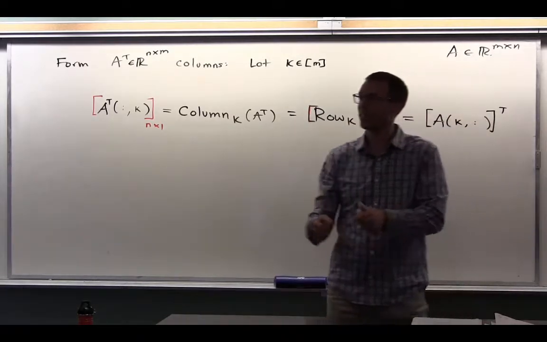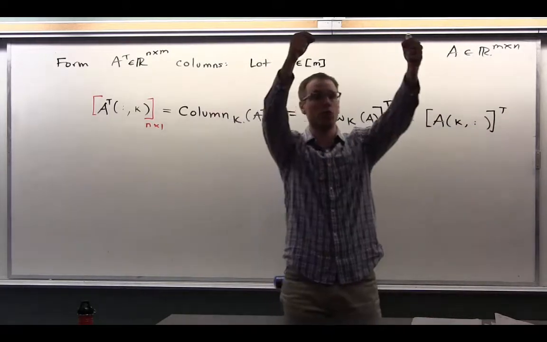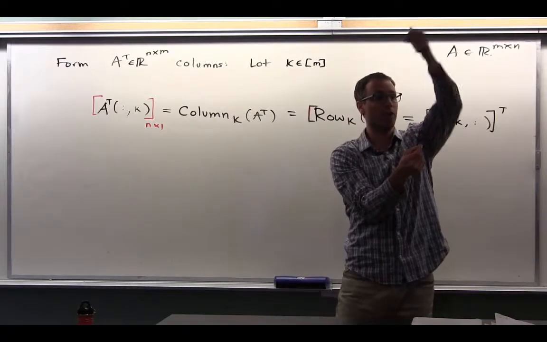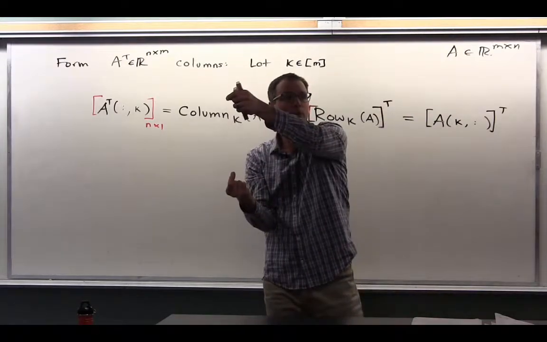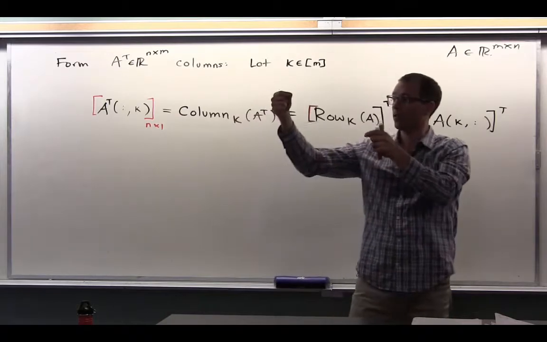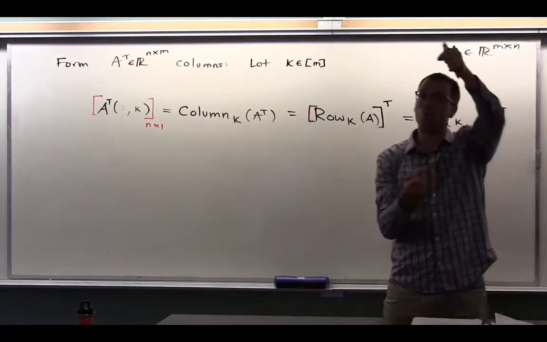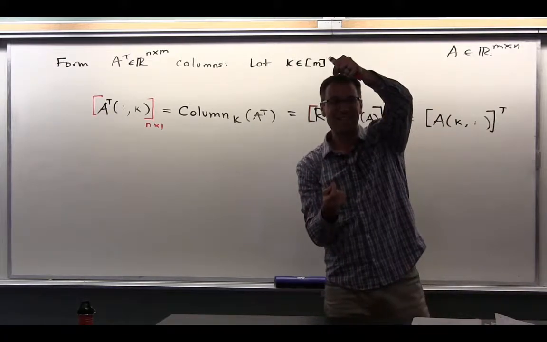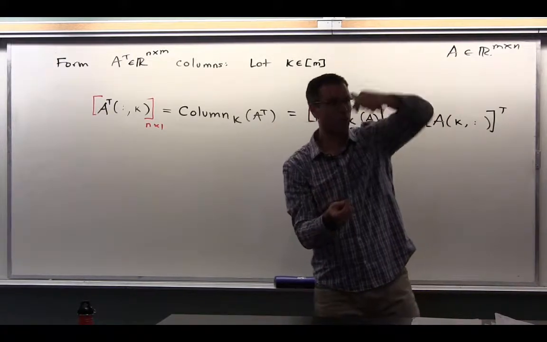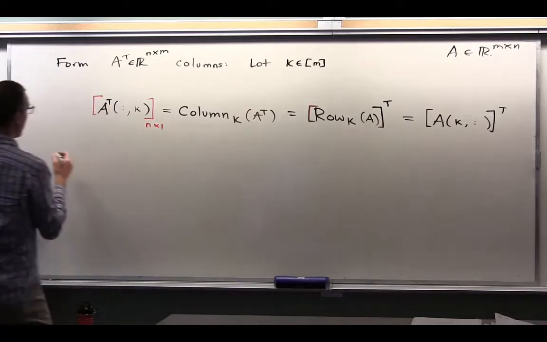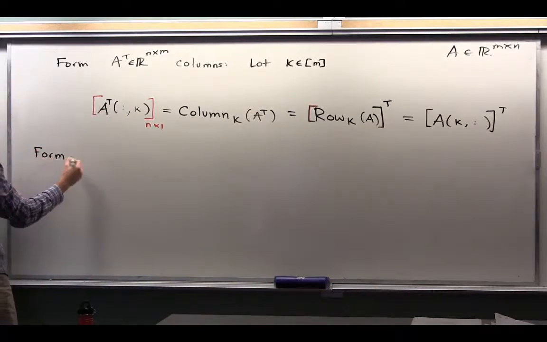And the way that we did that is to take the first row of A, turn it into a column vector, store it in the first column of the transpose. To get the second column vector of the transpose, we take the second row, turn it into a column via the transpose, and then store it in the second column of the transpose. What if I wanted to form a transpose? Can you guess what I'm about to write?